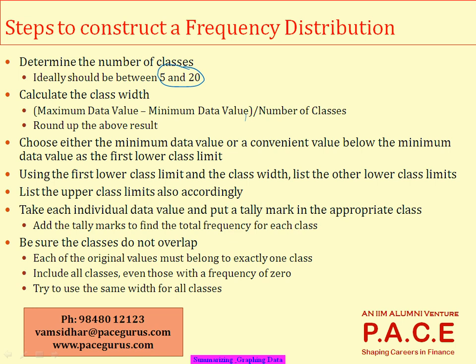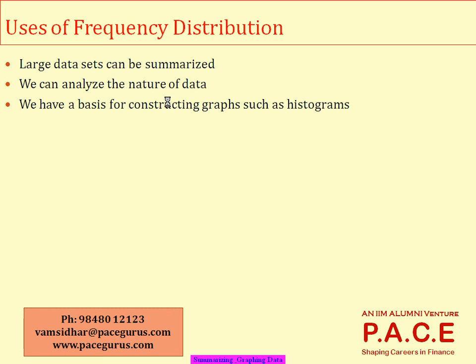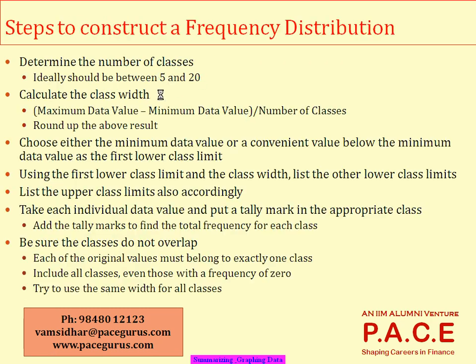Then you calculate the class width. Here we have put the class width as 10. But how do I arrive at that? Let's say the minimum data value for me is 65 and the maximum is 125. And I am thinking of creating 6 classes. Then the class width I would compute as the maximum data value minus the minimum data value, divided by the number of classes which I am thinking to build. So obviously it comes out as 10. So the class width is 10.